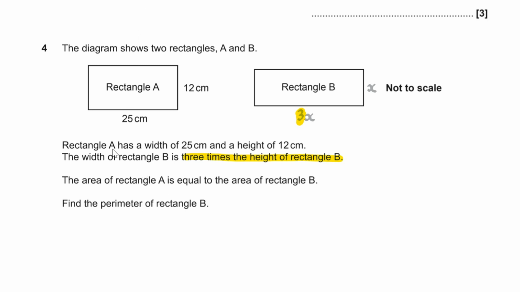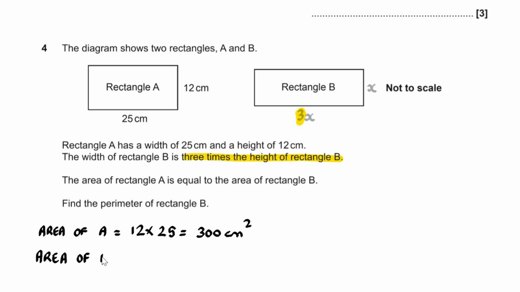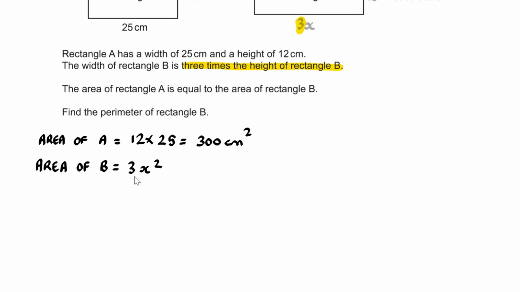So therefore, let's begin by finding the area of A. For the area of A, we have 12 times by 25, which is equal to 300. So we have 300 centimeters squared for the area of A. And for the area of B, we have 3x squared centimeters squared. Now we know that the areas are equal, so we know that the area of A is equal to the area of B. So what we have here is 3x squared equaling 300. So that's from this statement over here.